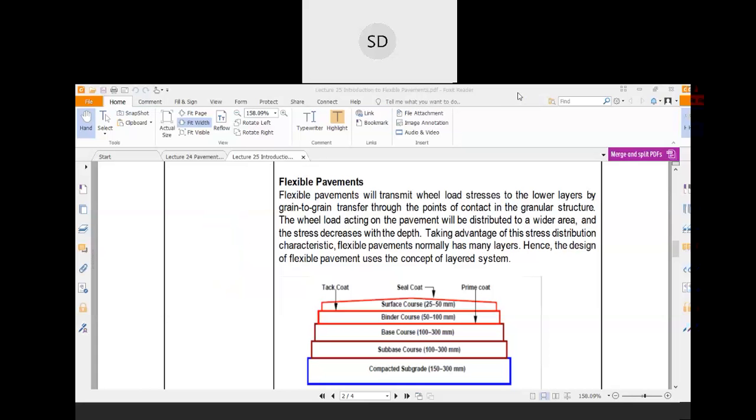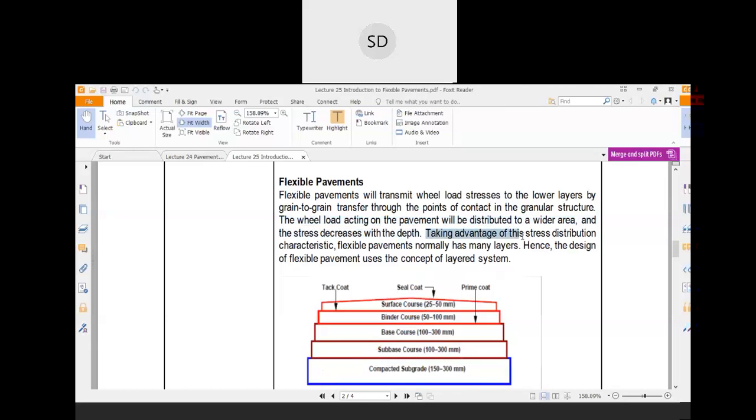The wheel load acting on the pavement will be distributed to a wider area. So generally there would be some load dispersion. Suppose a load is applied over there, it is assumed that the load would be dispersed over a wider area, generally at an angle of 45 degrees with the horizontal. So that is your load distribution over a wider area, and the stress decreases with depth as the area of the load increases, so therefore the stress over that area decreases.